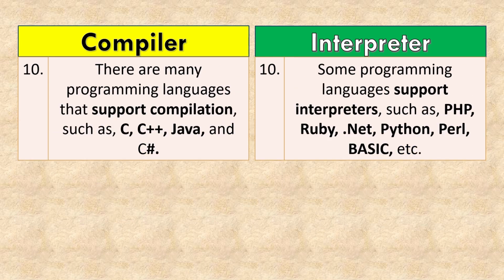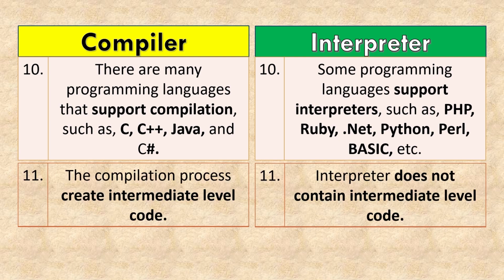There are many programming languages that support compilation, such as C, C++, Java, and C#. Some programming languages support interpreters, such as PHP, Ruby, .NET, Python, Perl, BASIC, etc. The compilation process creates intermediate-level code. Interpreter does not contain intermediate-level code.